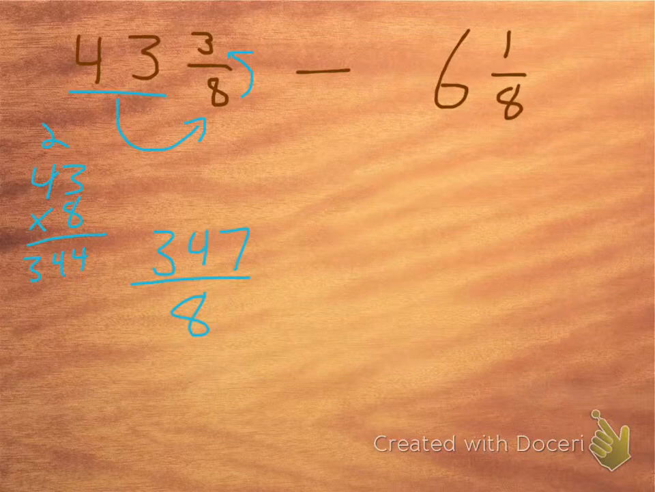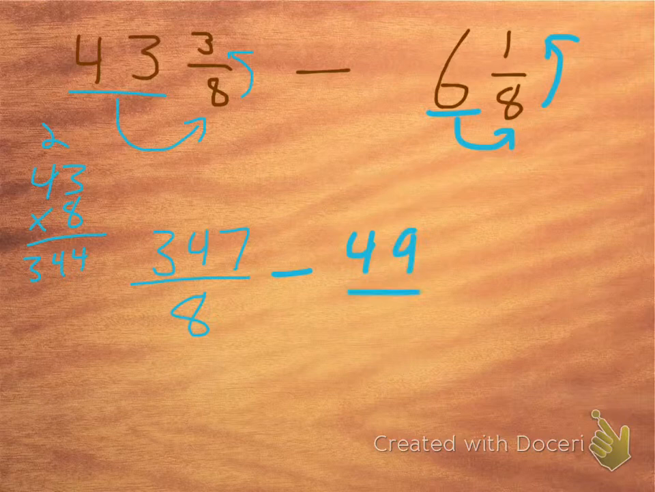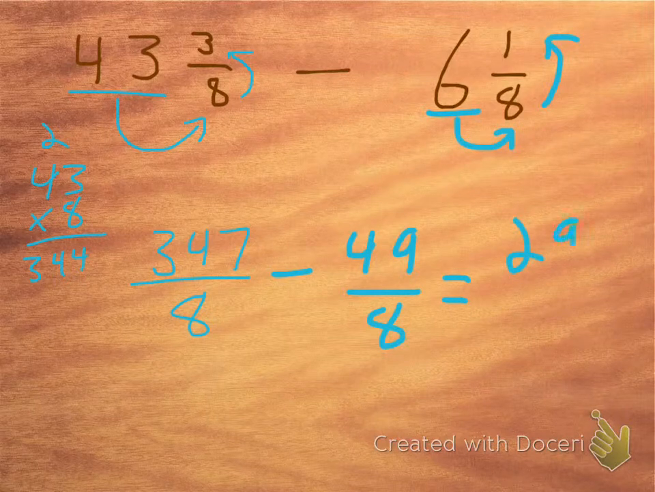Minus, around the world over here, 6 times 8 is 48 plus 1. So we have 49 over 8. So 347 over 8 minus 49 over 8. Anyone know what 347 minus 49 is? 298 over 8. Now, if you look at the question, it tells us to reduce.